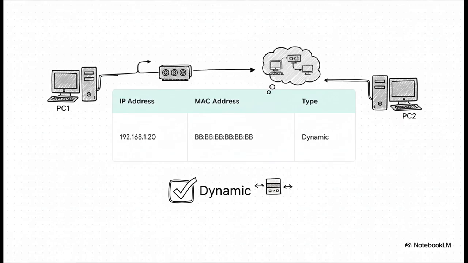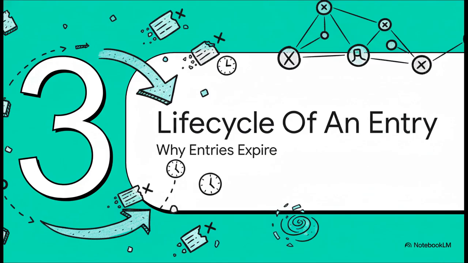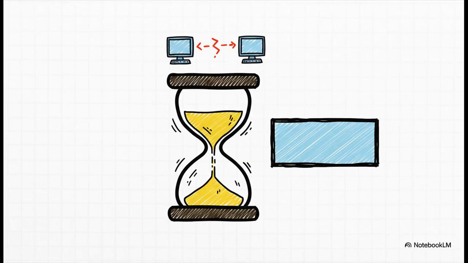Now, for a while at least, PC1 knows exactly where to send data for PC2 without having to ask again. But you see that dynamic label? That is a super important detail because it means that entry is not going to last forever. And that brings us to the life cycle of these entries, which is really the secret to what makes this whole system so clever. So think of it like this.